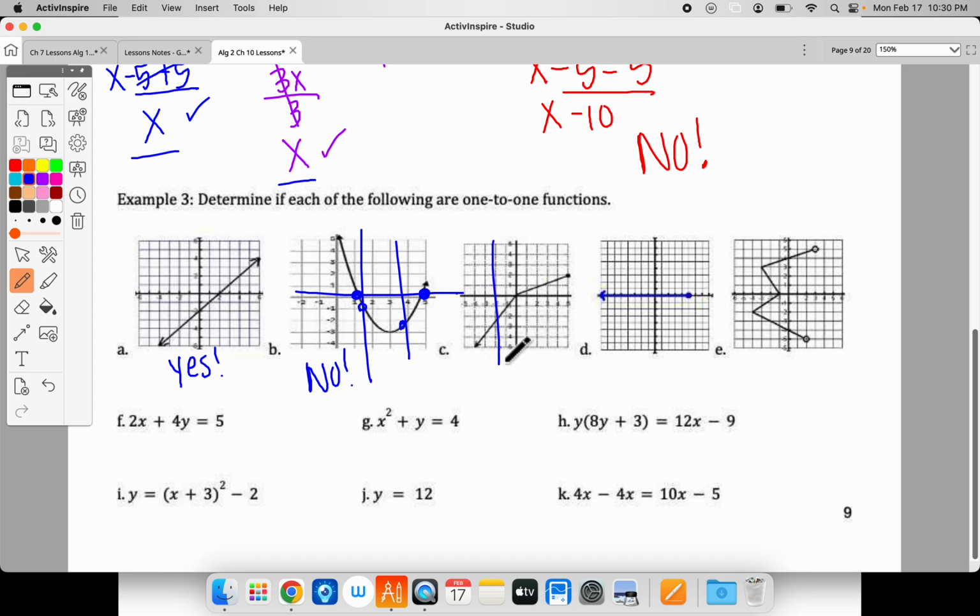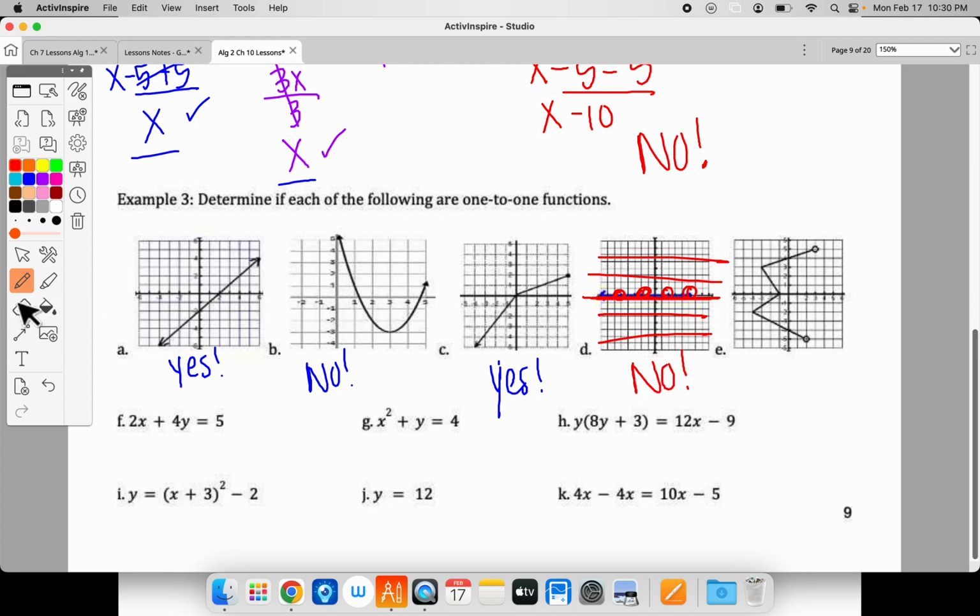For C, if I draw a vertical line anywhere, it only hits once. If I draw horizontal lines anywhere, it only hits one time. So that is a one-to-one function. For this one, if I try the vertical line test, it only hits one time for each spot. But if I do the horizontal line test, it's not hitting anywhere up here, but if I draw it on this line, it hits at every single spot. So that is definitely not a one-to-one function.